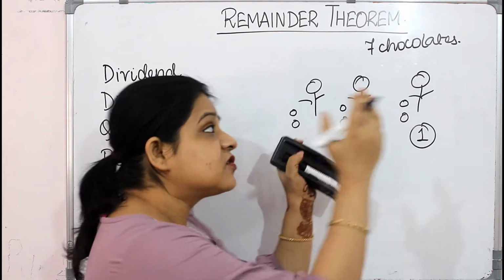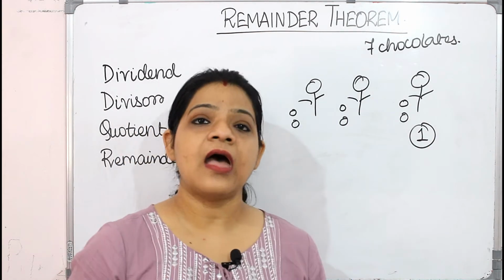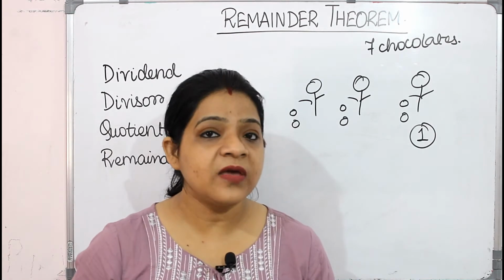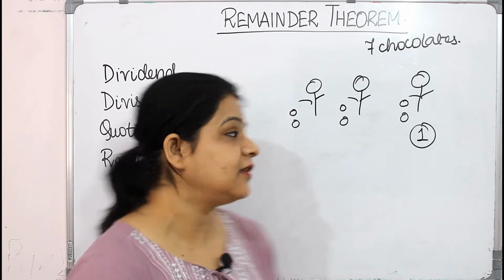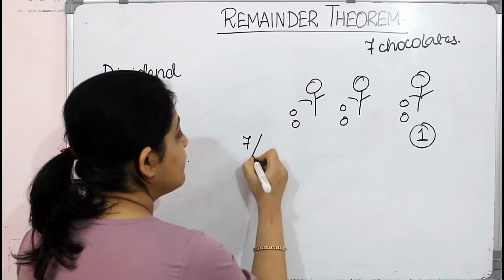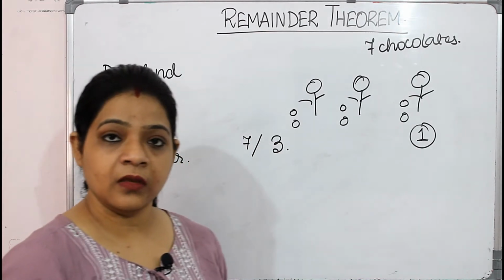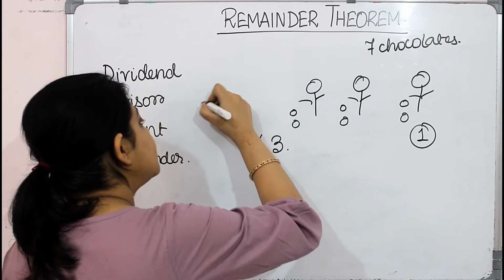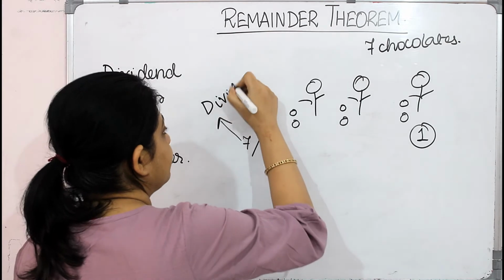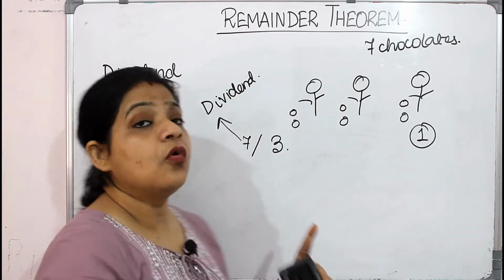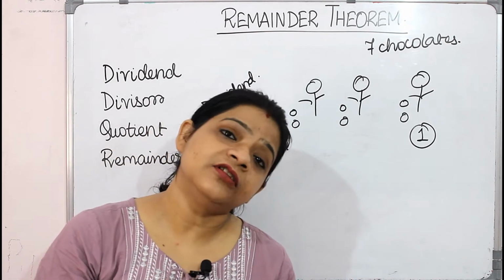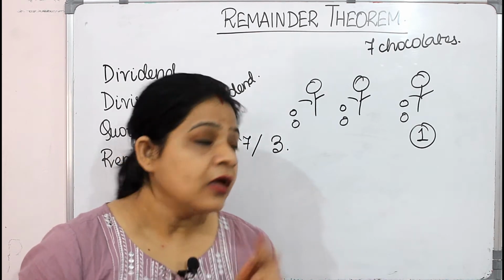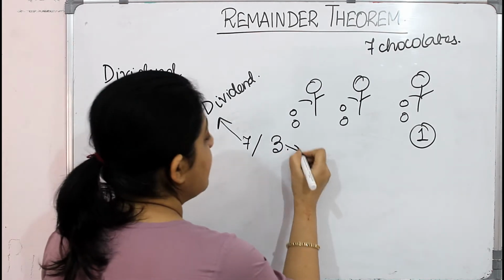Let's try to analyze this with the help of the division rule. For that, 3 babies are there and 7 chocolates are there. So 7 divided by 3. The 7 chocolates become the dividend, and you are dividing the 7 chocolates among 3 babies, so 3 becomes the divisor.